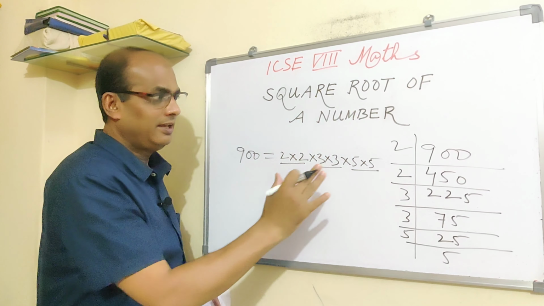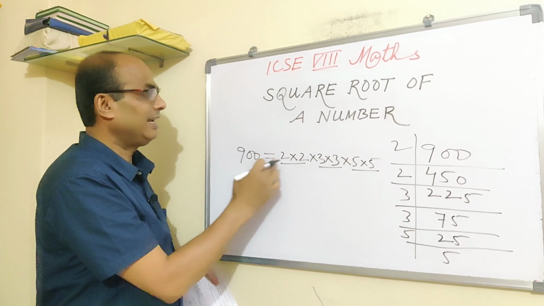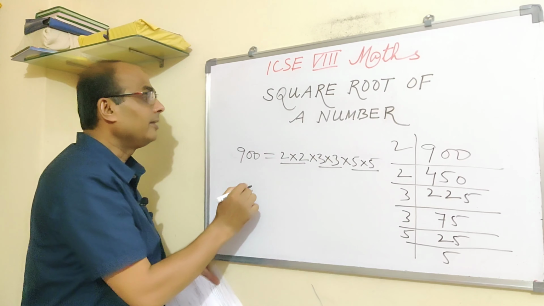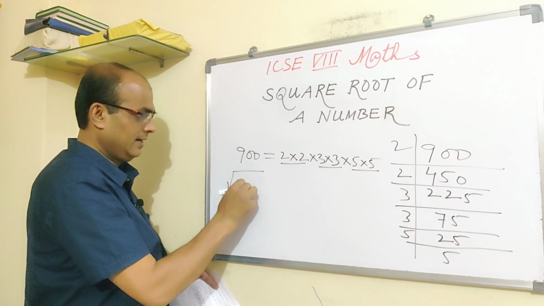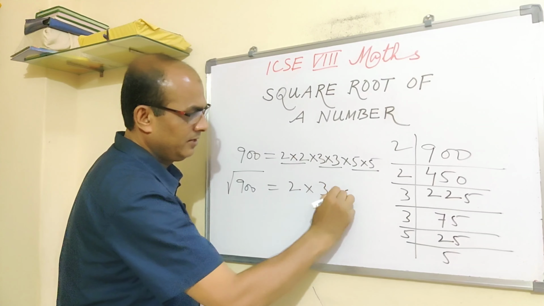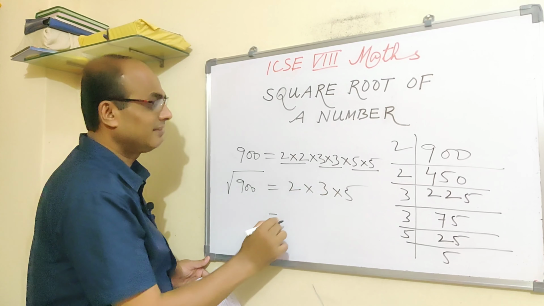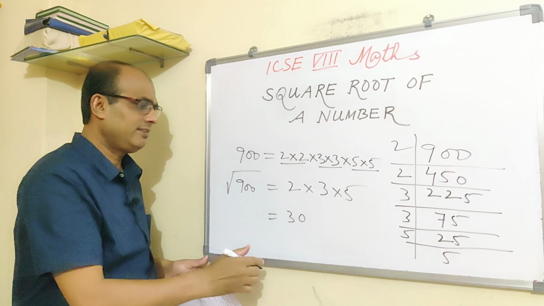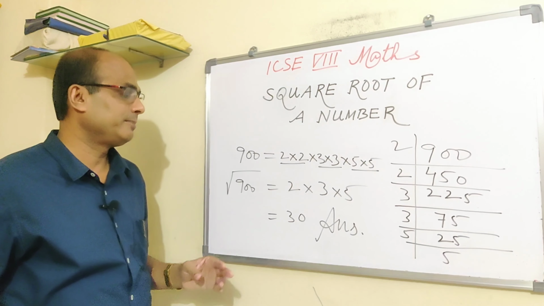Now practically, you are finding out the prime factors, you are expressing the number as the product of the prime factors, and then you are making the pairs, and then you are taking the square root. Then the square root of 900 is equal to 1 2 from here, 1 3 from here, and 1 5 from here. Alright, so 2 3s are 6, 6 5s are 30. And you know the square root of 900 is 30. So this is your answer. I hope you understood it.